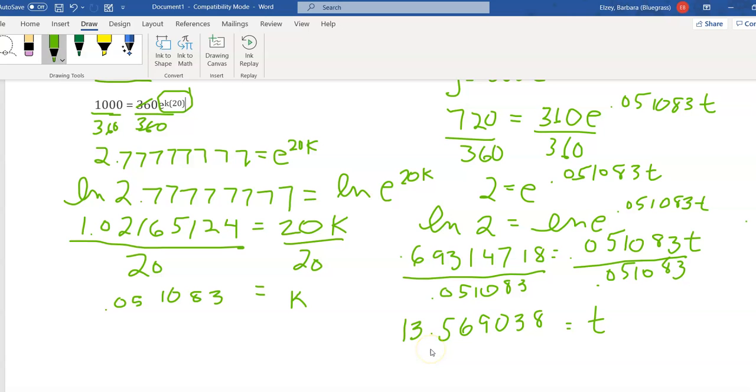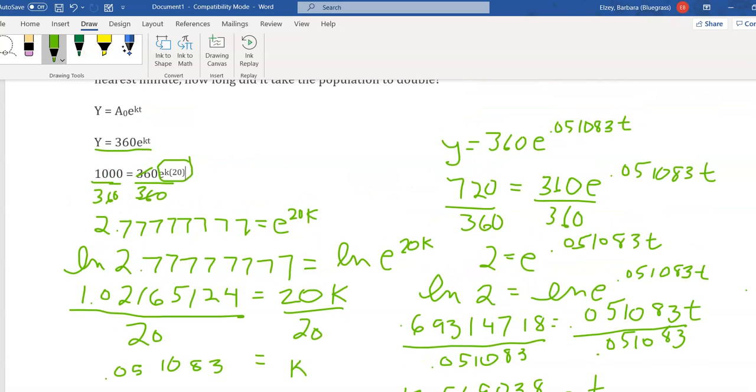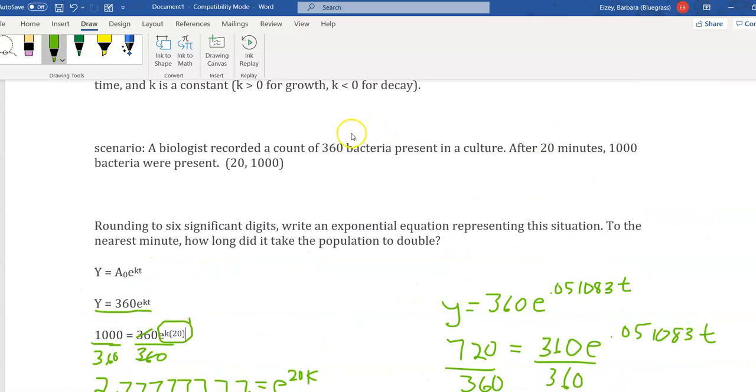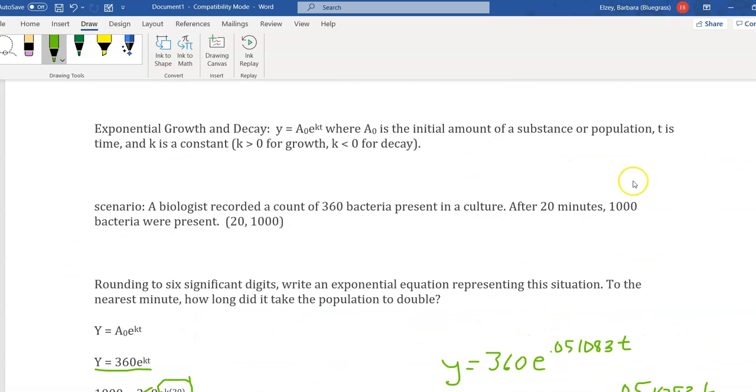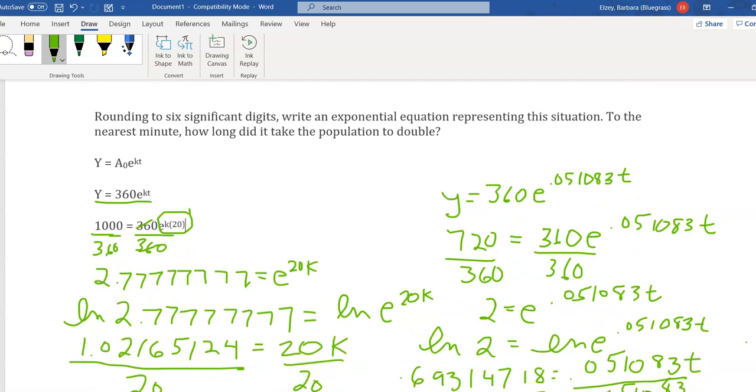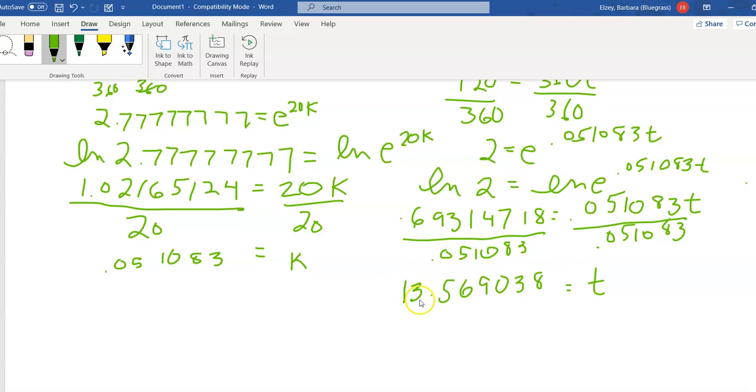So in a little over 13.5 minutes, I will have doubled the population of 360 bacteria to 720. And let's see that that makes sense, because it took 20 minutes for the bacteria to get to 1,000 bacteria. So certainly this should be less to get to 720 bacteria. 13.5 minutes is somewhere in between 0 and 20 minutes. So that makes sense.